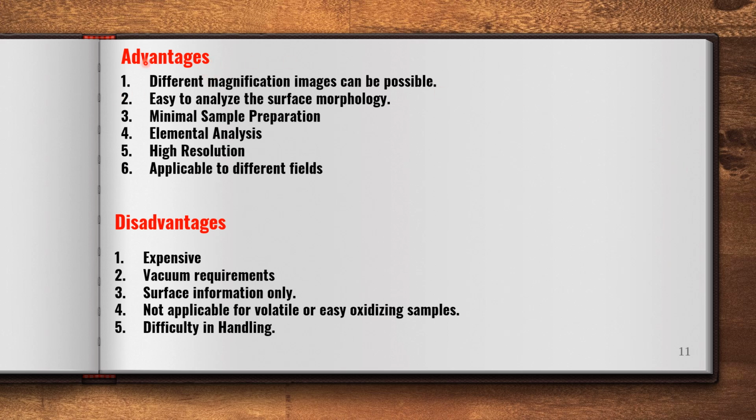And coming to the advantages, images at different magnifications are possible, in the range from 20 nanometers to 2 micrometers or even 10 micrometers. It is easy to analyze the surface morphology. Sample preparation is not that difficult compared to the TEM. High resolution is possible. In addition to the morphology, elemental analysis is also possible, that is, what elements are present within the sample. That part we can also analyze by using the SEM.